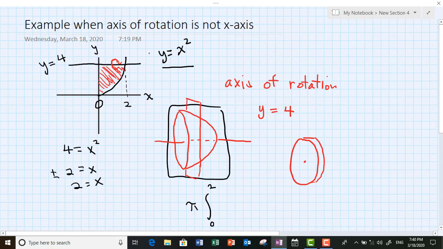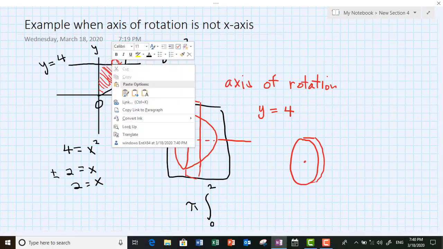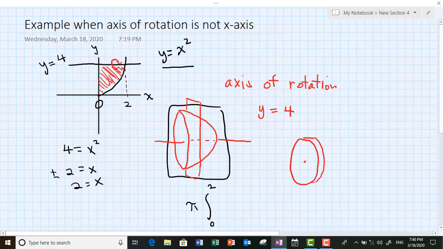Now, what's going to be our r? Remember, what is r again? r is the distance from the axis of rotation, which is y equals 4, to the curve. Where's the curve? Right here. This is what we need to look for. That is going to be our r. Now, how do you get that? Well, the total distance from here to here is y equals 4. So our r is going to be 4 minus, what is the distance of this? Well, that's x squared. So in this case, our r is going to be 4 minus x squared.